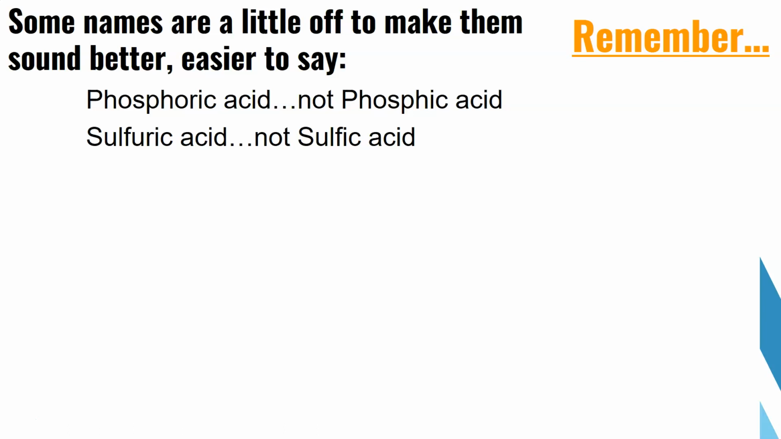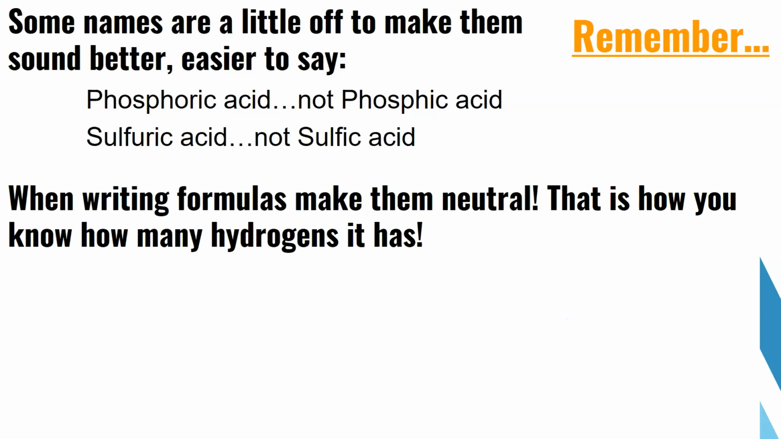Next thing we have to remember is that these are still ionic compounds in a way, right? We still have to make sure that they're going to have a neutral formula. So you're going to want to cross over to figure out how many hydrogens these each have. So if you have carbonate and you're trying to figure out carbonic acid, well, if carbonate is a 2-, I will need 2 hydrogens to make carbonic acid neutral.